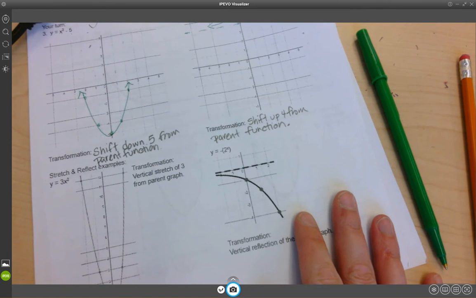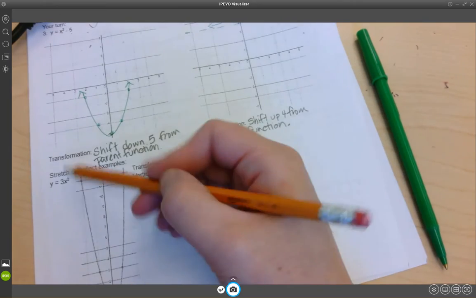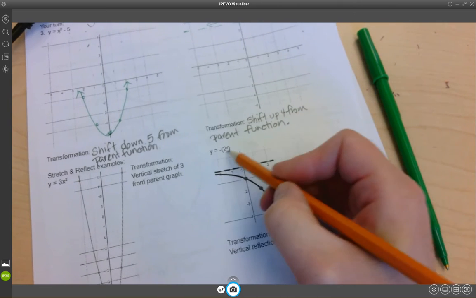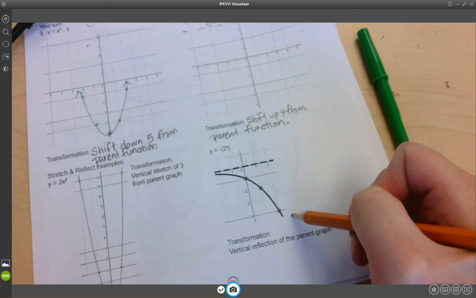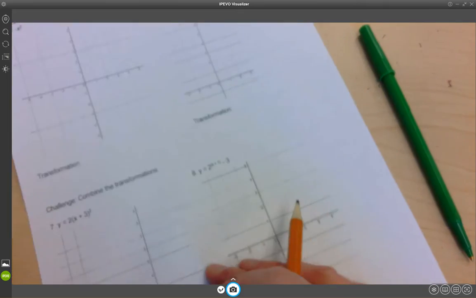And these are some examples of stretching and reflecting. So you can see that the 3 here was a vertical stretch of your parent function, and the negative here is a reflection of your parent function. So let's turn the page and see what we have.